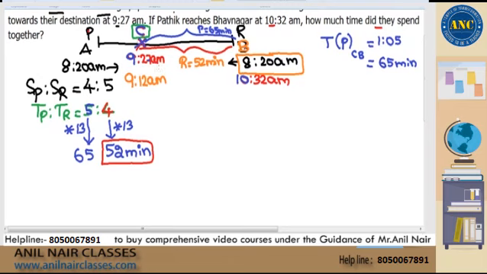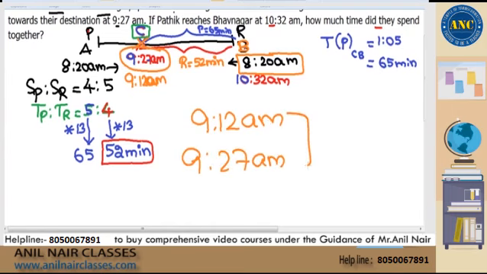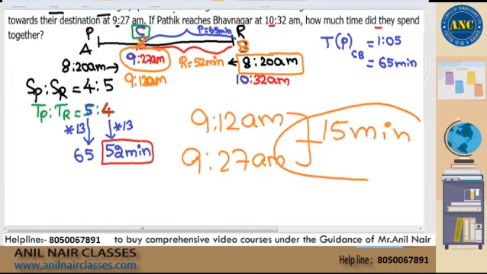That means both of them met at 9:12 am, and they both again started from point C at 9:27 am. They met at 9:12 am and they left at 9:27 am. They both were together for how much time? 15 minutes. One of the beautiful questions which you can have in terms of trains.